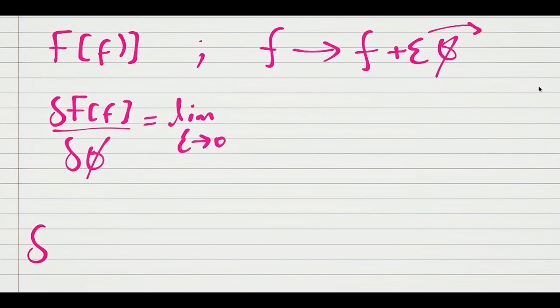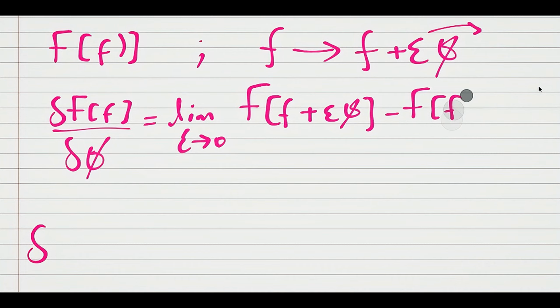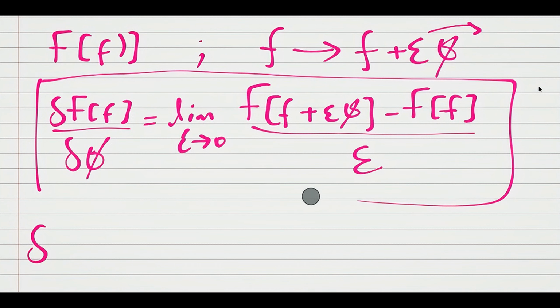Previously it was in terms of delta y, so here it's in terms of e. So e approaches 0, and the value of the functional at this perturbed situation, which is e plus phi, minus the original one, divided by e. So this is the definition of the functional derivative. Using this definition you can also find the functional derivative of any functional.